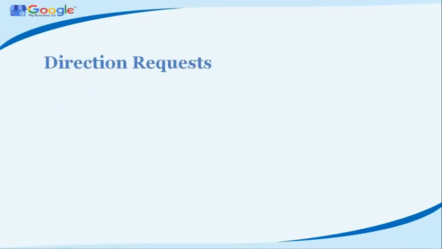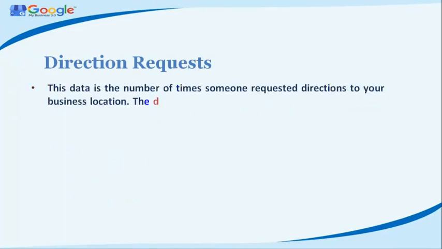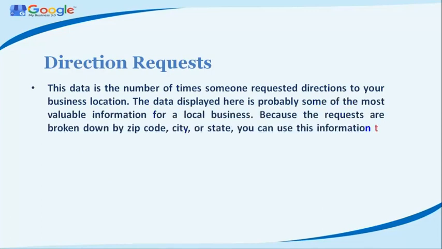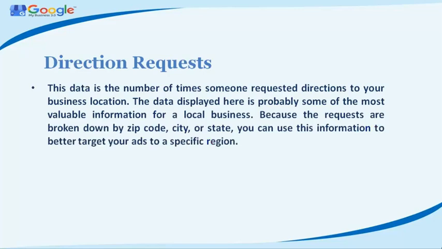Direction requests. This data is the number of times someone requested directions to your business location. The data displayed here is probably some of the most valuable information for a local business because the requests are broken down by zip code, city, or state. You can use this information to better target your ads to a specific region.